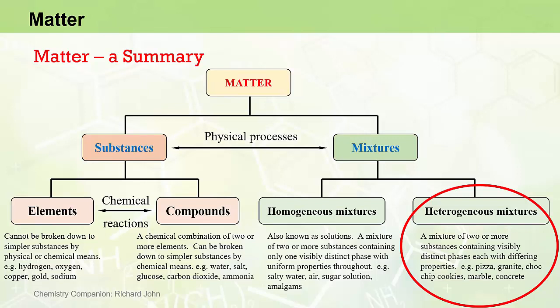Heterogeneous mixtures are physical combinations of two or more substances containing more than one visibly distinct phase, with each phase possessing different physical and chemical properties. The matter in question is not uniform throughout, and a subsample of a heterogeneous solution may not be representative of the whole sample in terms of its composition and in terms of its physical and chemical properties. Examples of heterogeneous mixtures include most everyday examples of matter.